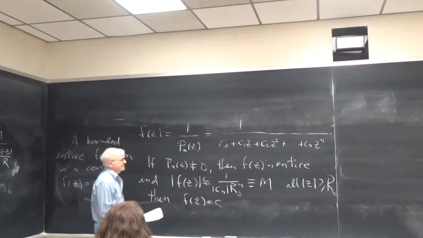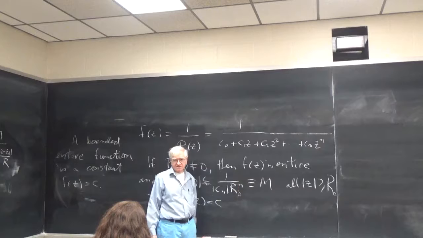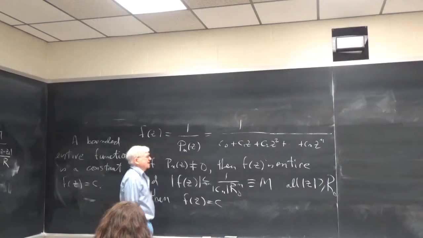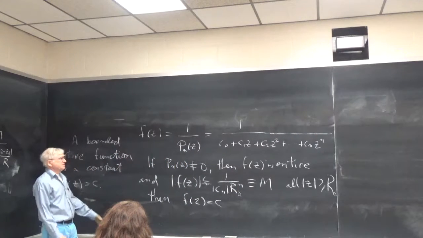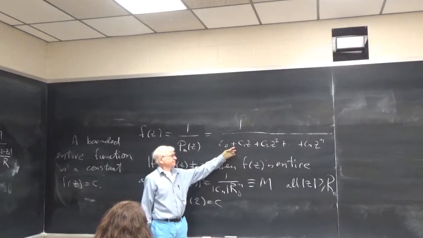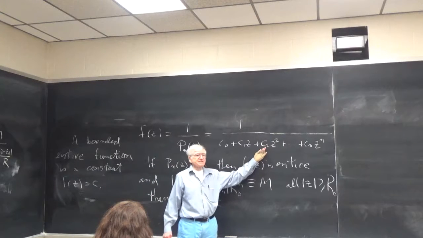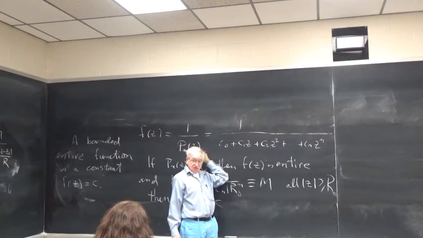But you know that f of z isn't a constant because it's 1 over a polynomial, and polynomials aren't constant. So the only way out of the contradiction is to assume that in fact f of z is not entire, and the reason it's not entire is that there's a value of z at which Pn of z vanishes.